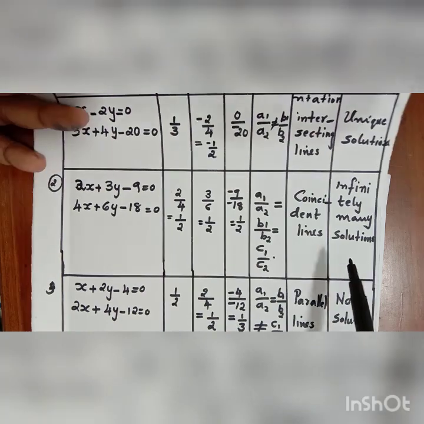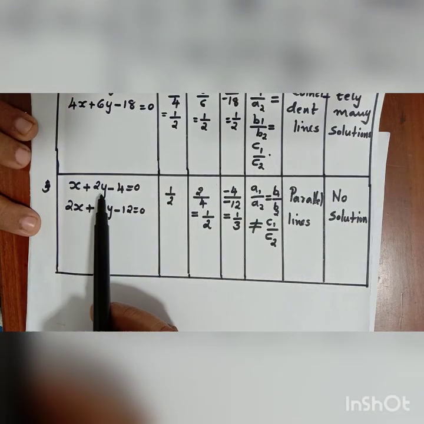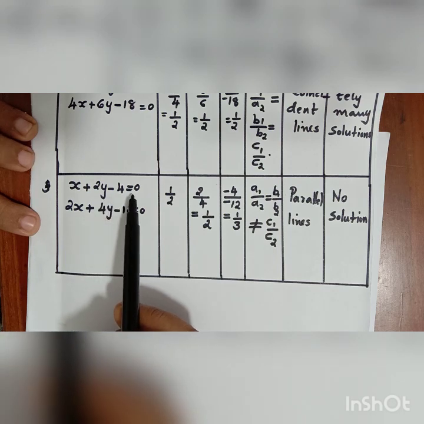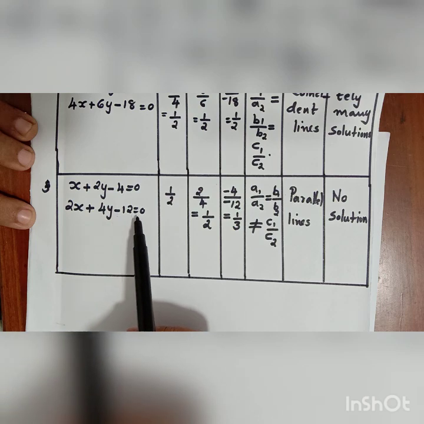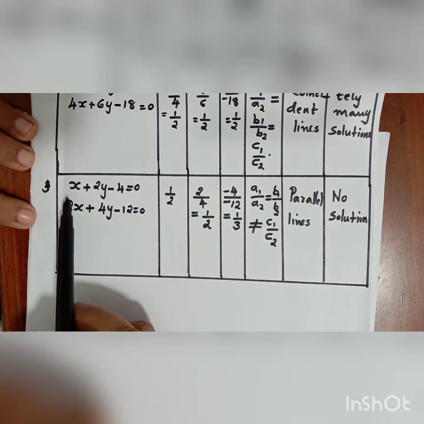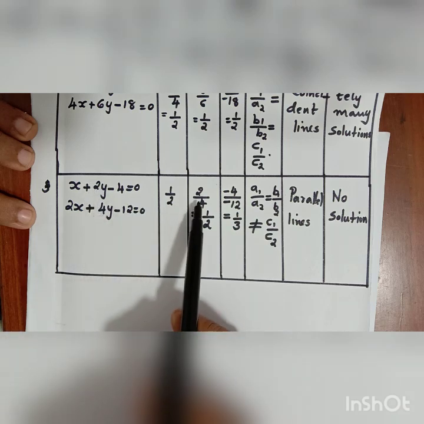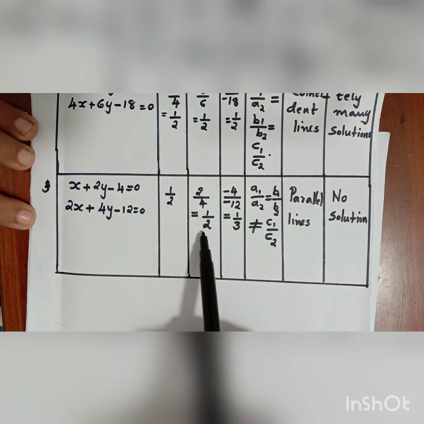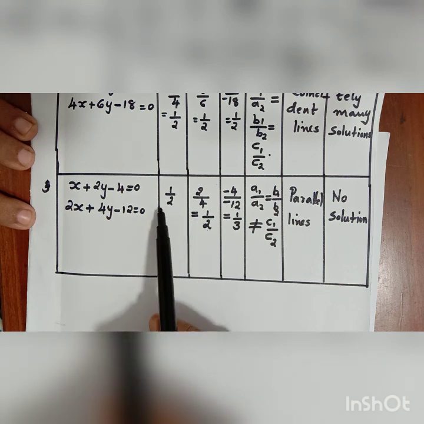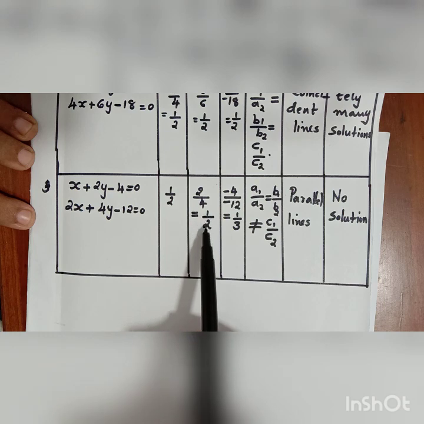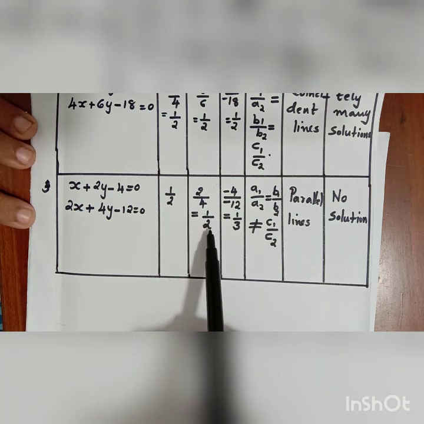Now let us come to the third set of equations. Here we have x plus 2y minus 4 equal to 0 and 2x plus 4y minus 12 equal to 0. A1 by A2 is 1 by 2. B1 by B2 is 2 by 4, that's also equal to 1 by 2. So A1 by A2 is equal to B1 by B2.